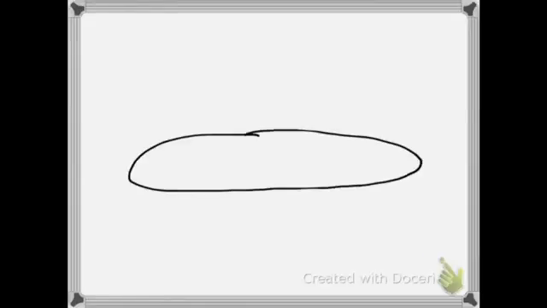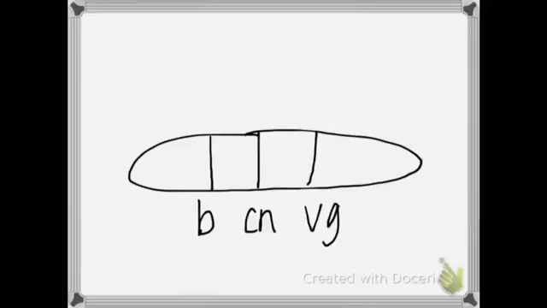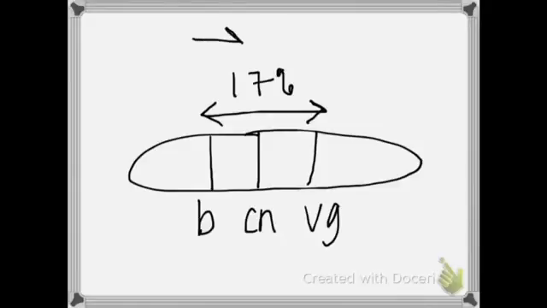So here's your chromosome, and there are going to be 3 gene loci. This one is B, this is CN, and this is VG. And I'm going to show you the recombination frequencies, percentages. So right here, it is 17%, and that's the distance between the outer two. And then right here between B and CN, it's a 9% recombination frequency. And then between CN and VG, it's a 9.5% recombination frequency.